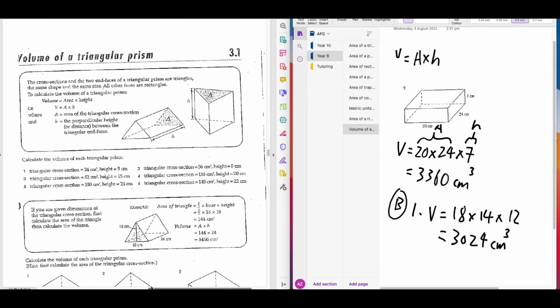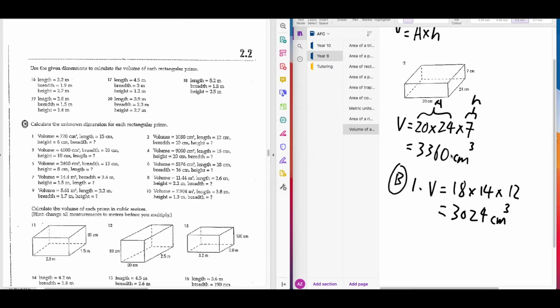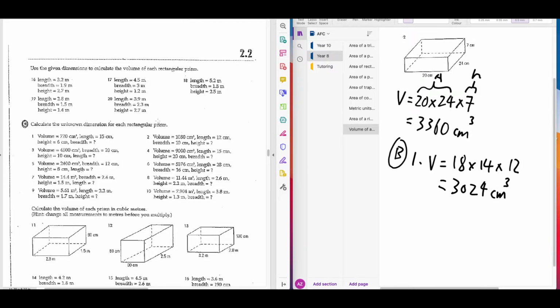All right. Now let's get into some hard questions. So these questions here are just going to be the same. You just plug in the numbers, multiply them together, you get the volume. Now I'm going to do C. So how do you do C?